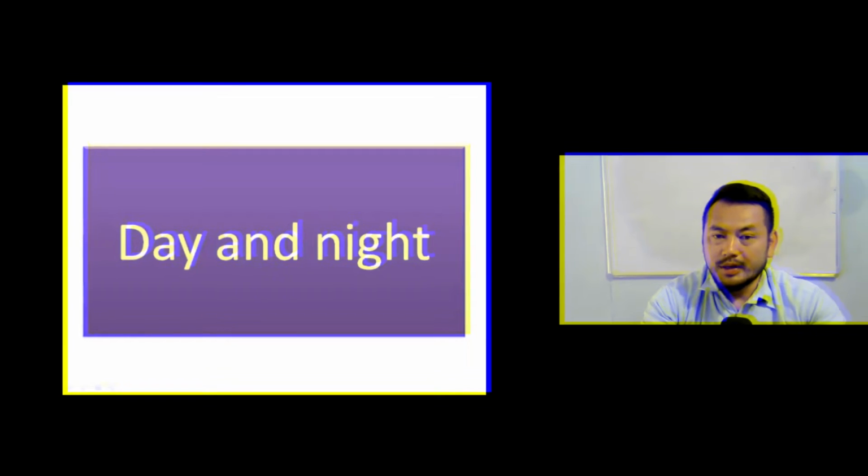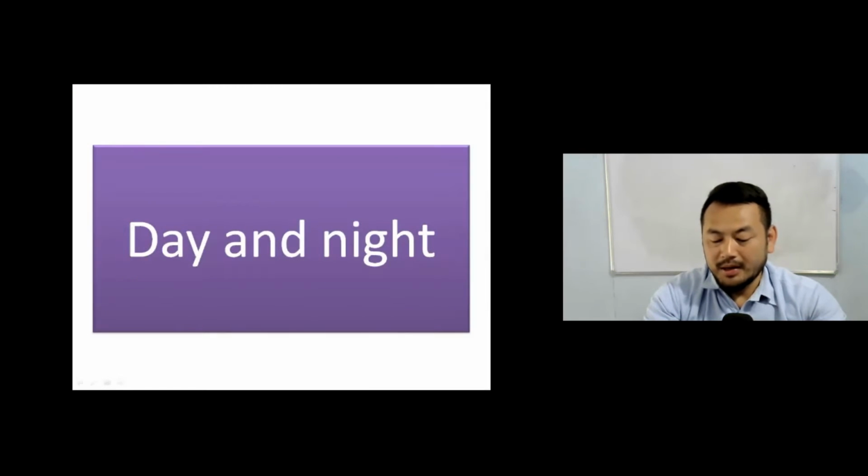Next is effects of rotation. Number 1 is day and night. The earth's axis makes an angle of 66.5 degrees with the plane of its orbit. This plane is called the orbital plane of the earth.